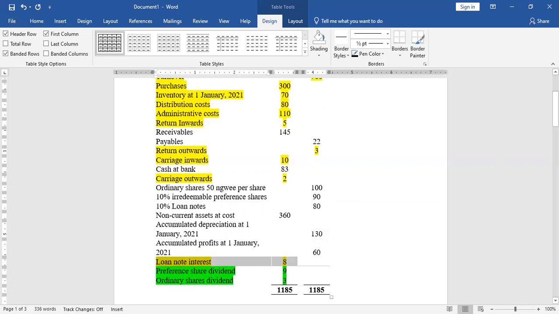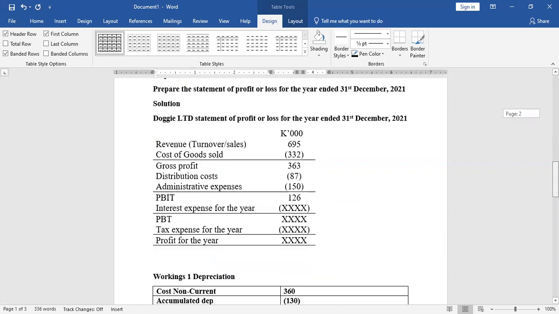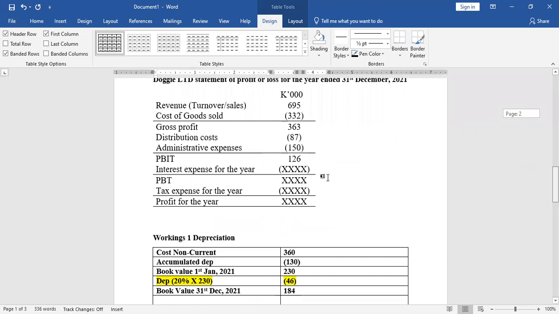So I'll take it to the statement of profit or loss. 8 here, we are less than 8. So we'll say 126 minus 8. We have 118. 118 is the profit before tax. So we need to do the tax for the year.